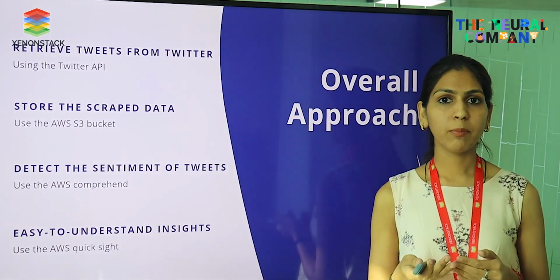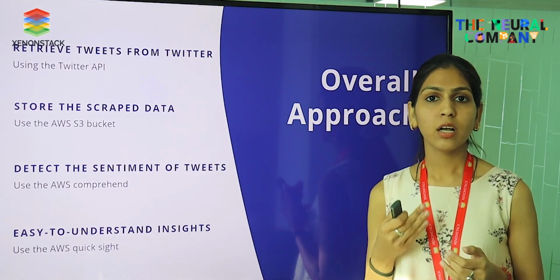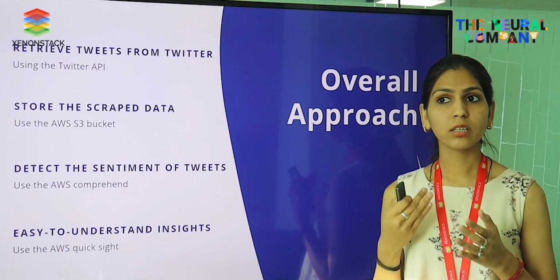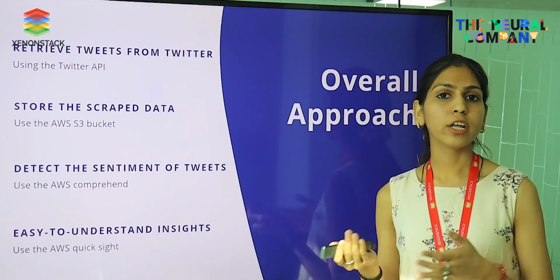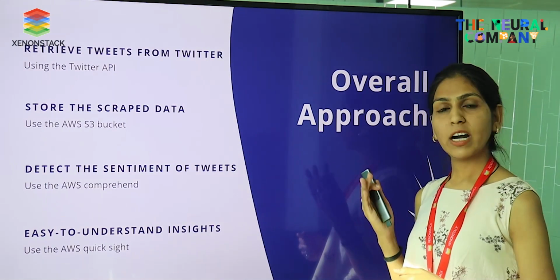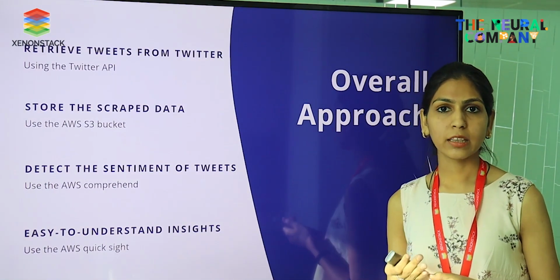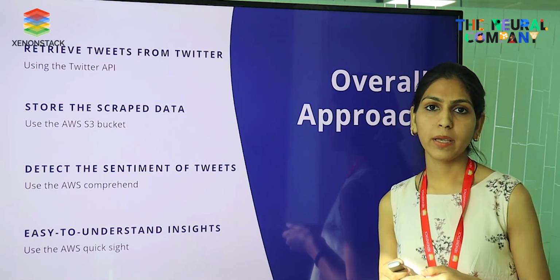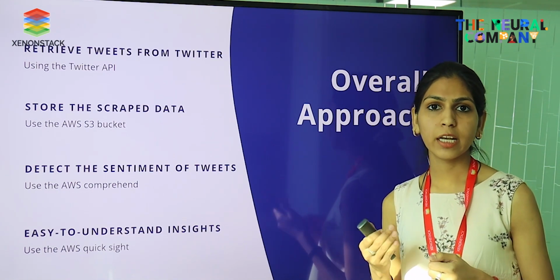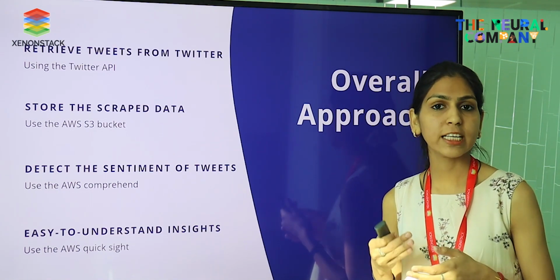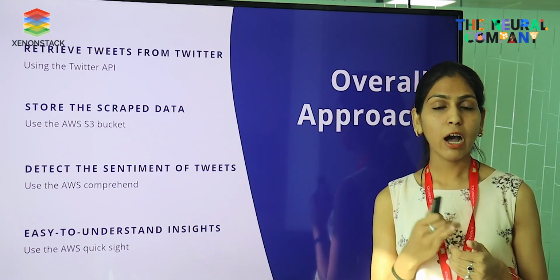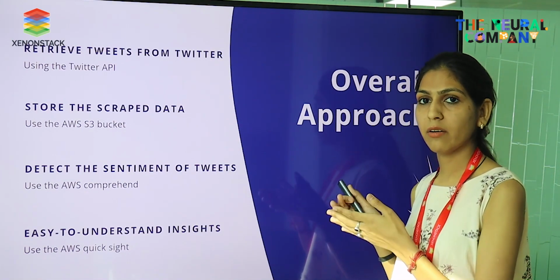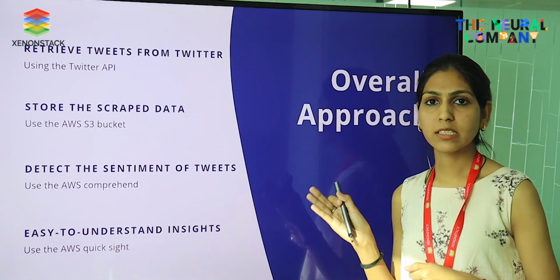For using the API, we just need to create a Twitter developer account and set up an application according to our specific use case. Once that's done, we can use Python and install the Twitter library to access this data through the API. We just need to authenticate this API before accessing data from Twitter. After storing this data, we can upload it to an S3 bucket.